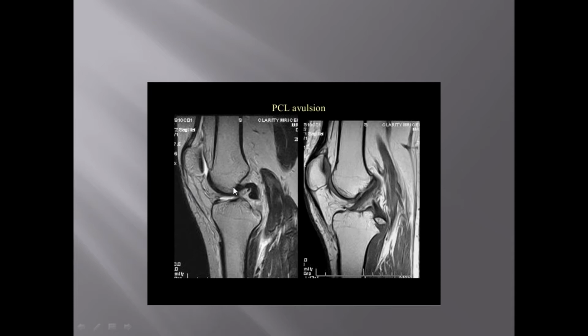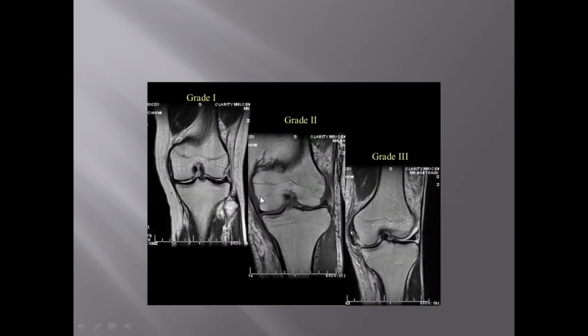This is an example of avulsion of the posterior cruciate ligament. The avulsed bone is showing over here and the ligament is retracted superiorly. The medial collateral ligament injuries are graded as 1, 2 or 3. In grade 3 tear, the ligament is completely avulsed from the tibial attachment and is retracted superiorly.